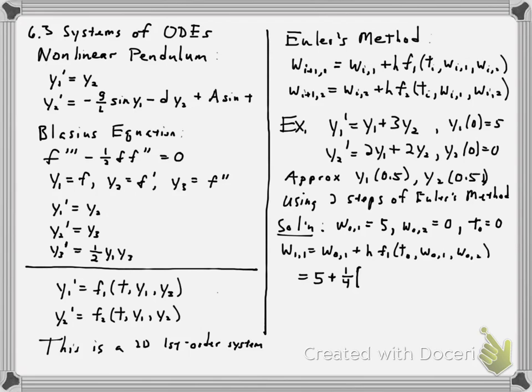y1 plus 3y2. Okay, here are the equations for f1 and f2. f1 is y1 plus 3y2. f2 is 2y1 plus 2y2. And so now when we go to evaluate, y1 is w01, which is 5, and then plus 3 times y2, of course y2 is w02 in this case, which is 0. Okay? So if we do this computation, we are adding 1 1/4 to 5, so we have 6.25.